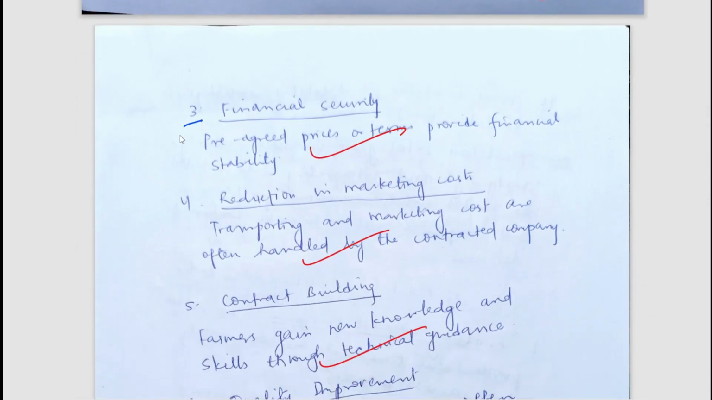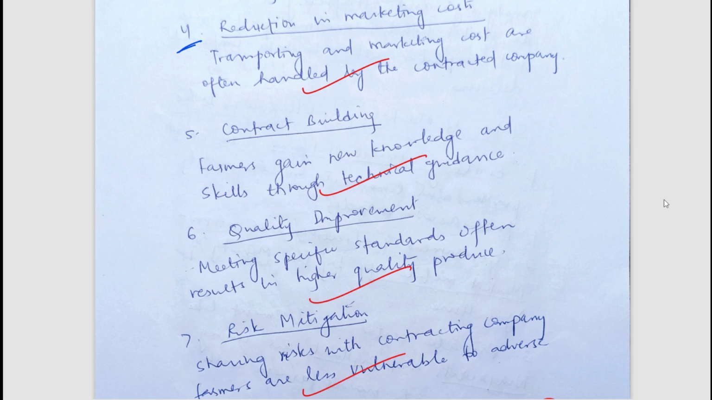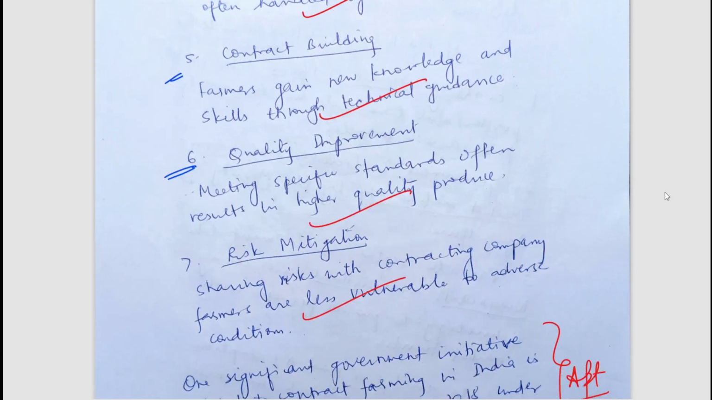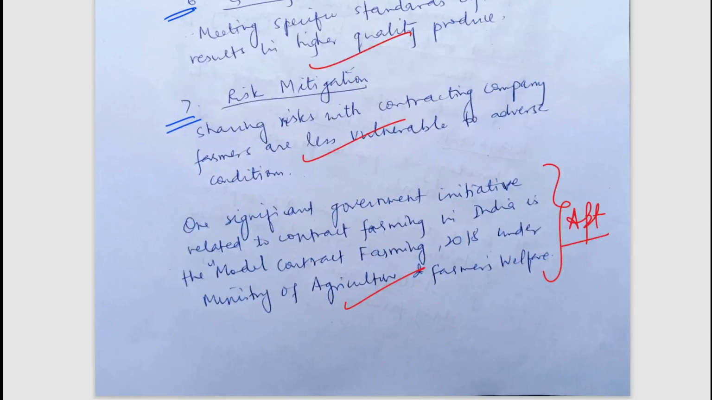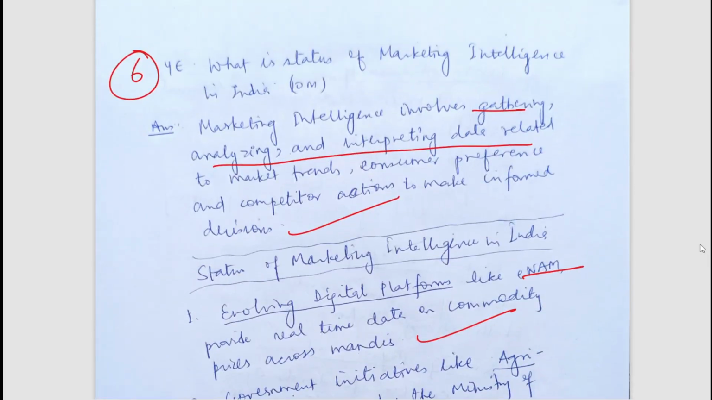Here there will be financial security, a reduction in marketing costs, and contract building. Here the farmer will get new kinds of knowledge from the contractor. There is quality improvement, obviously the contractor will check every quality, so it will be better quality. There could be risk mitigation. So all these things are the advantages of contract farming. The next question is, what is the status of marketing intelligence in India?